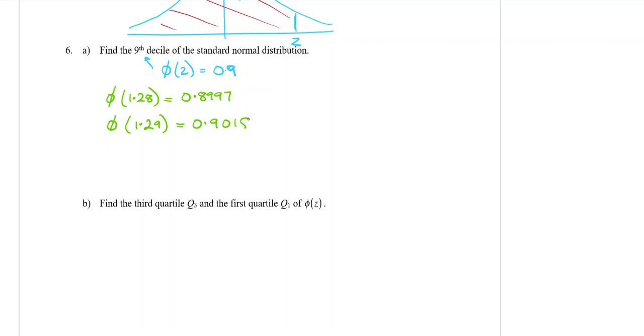Okay, so this is what we do. We want to find the difference between those two numbers. So you type in your calculator 0.9015 minus 0.8997. Do you get 0.0018? All right, so that's the difference between those two numbers, and ours is somewhere between them.